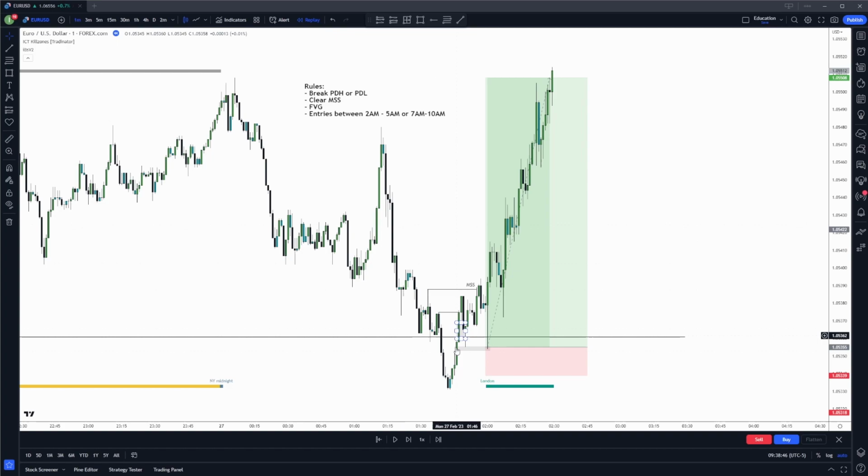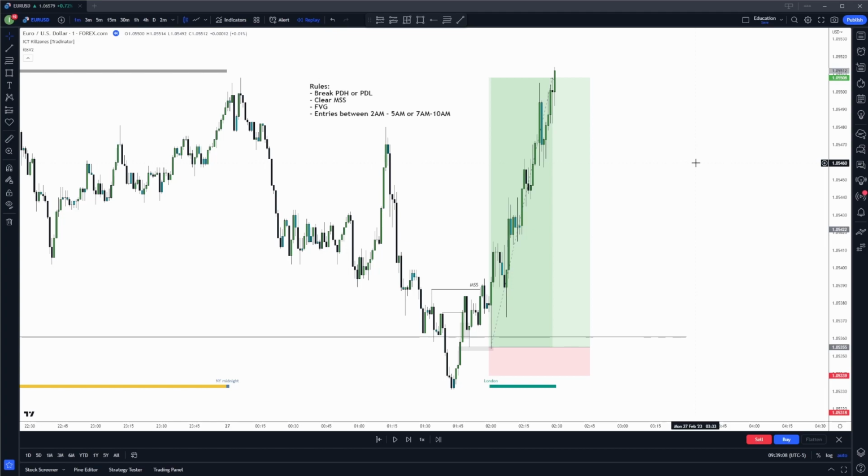Then we clearly want to see a market structure shift with high momentum, of course. So if we just wick over one of these highs, it wouldn't count. But if we see some strong momentum, some strong displacement, that's what we're going to want to be looking at. Then we're going to enter off of the FVG, but only between 2 a.m. and 5 a.m. for the London session and 7 a.m. to 10 a.m. for the New York session. That is it. I hope you like this strategy.